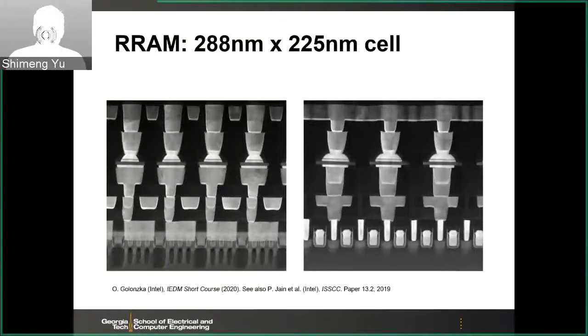Closer view. This is a nice TEM picture actually. Very clear. This is the RRAM layer, and this is the FinFET underneath. You have 4 fins to drive one RRAM cell in this case.